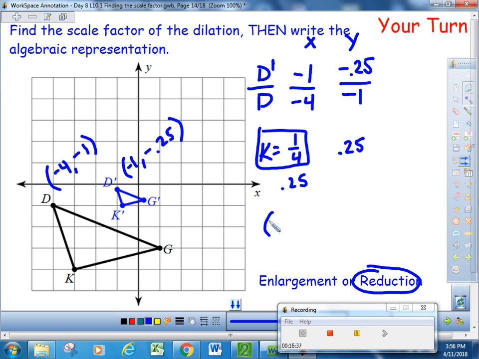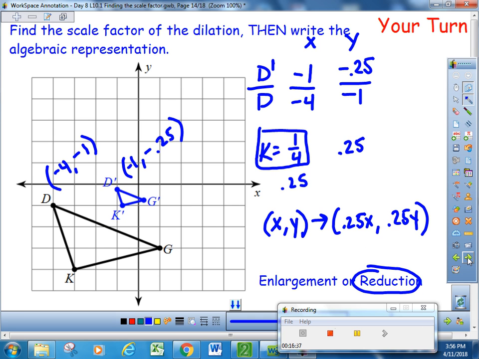And then my algebraic representation, xy becomes 0.25x, 0.25y. And it doesn't matter if you have 1/4 here or 0.25. Same thing. Okay, next example.